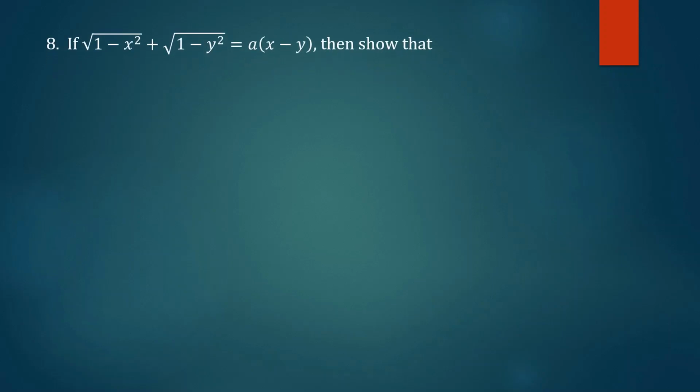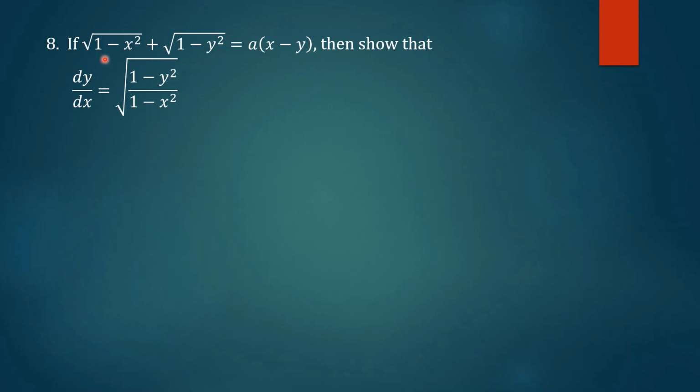This is your question. If root over 1 minus x square plus root over 1 minus y square is equal to a into x minus y, then show that, it is a very important question, show that dy/dx is equal to root over (1 minus y square) divided by (1 minus x square). So in the solution part of the problem, first of all you see the structure of the problem. This is the given expression.